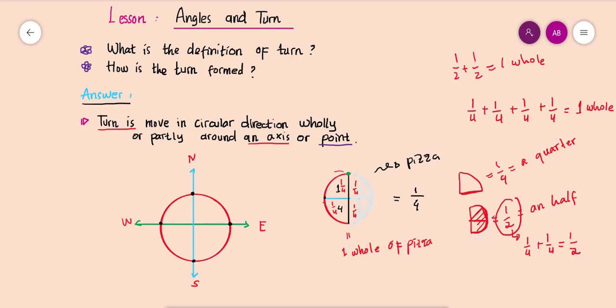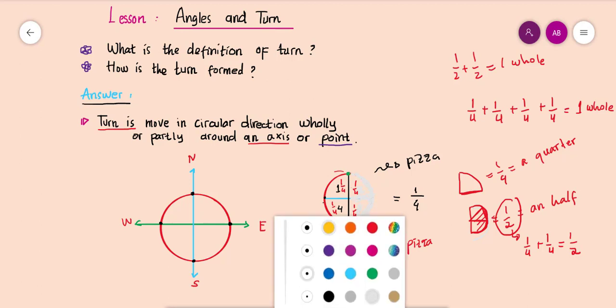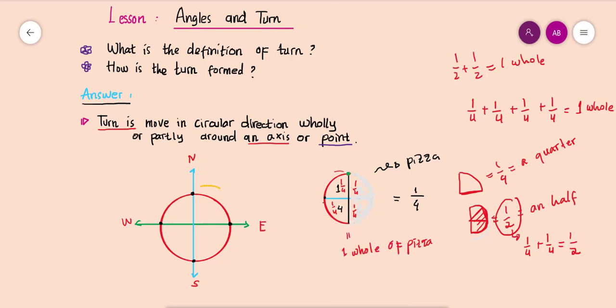Okay, now let's move to the turn. When you see this circle, like the pizza before, remember it as the pizza. This is part of the pizza. When teacher Fia makes a turn like this, from this point, from north until the east, how many is it? Right, it's a quarter, or 1 over 4. Very good, you already understand this, right?